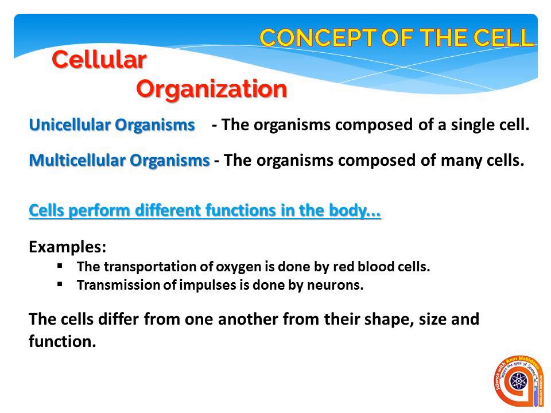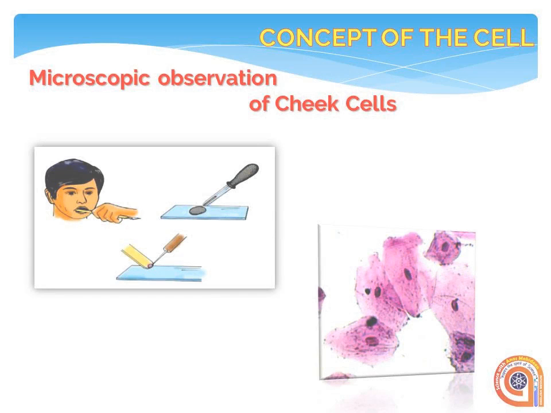Now the cells differ from one another in their shape, size and function. When we take their shape, size, function, or even color, they are different from one another, and that is how we can identify and recognize them. We are going to observe certain cells now. You see the first one, microscopic observation of cheek cells.